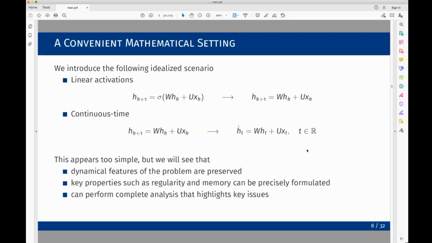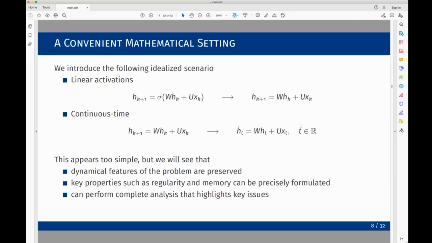These 2 simplifications seem too simple, but you will see later on that the dynamical features of our supervised learning problems are preserved under these 2 simplifications, and the key properties influencing the learning problems, such as the regularity and the memories, can be precisely formulated in our continuous time formulation.